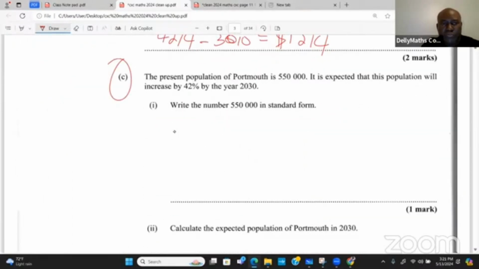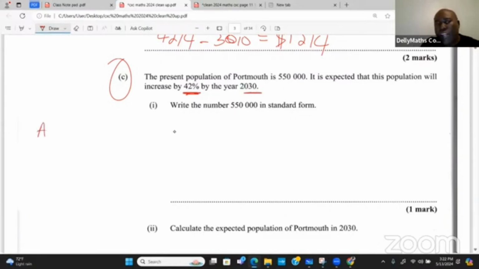Second question. So part 3, it says the present population of Portsmouth is 550,000, right? It is expected that this population will increase by 42% in 2030. Now, what they want us to do is to write this number here, 550,000, in standard form.